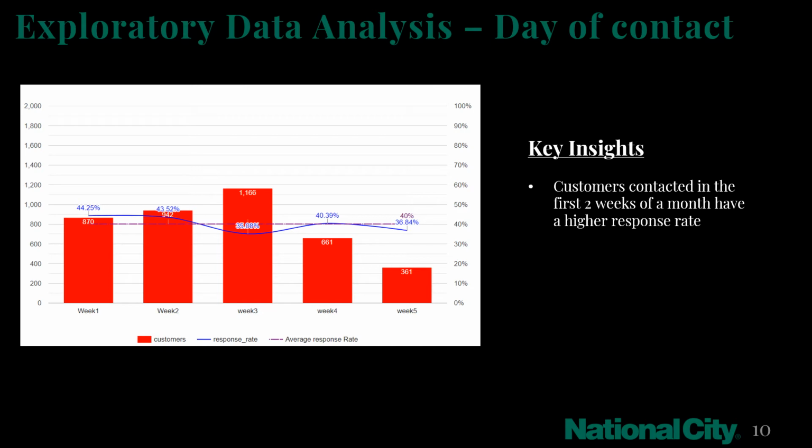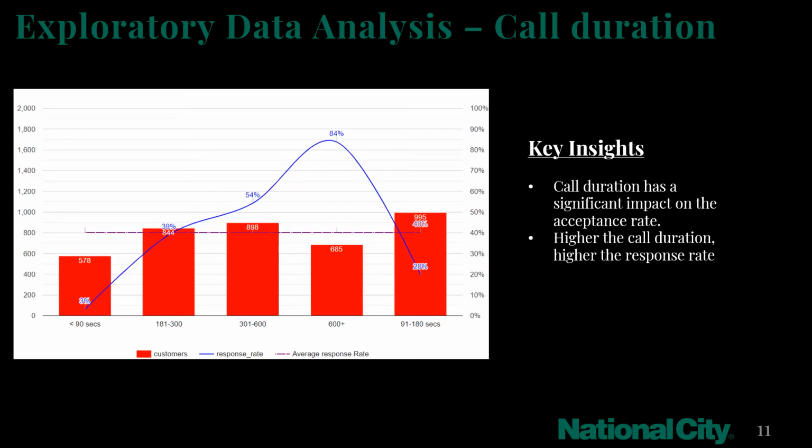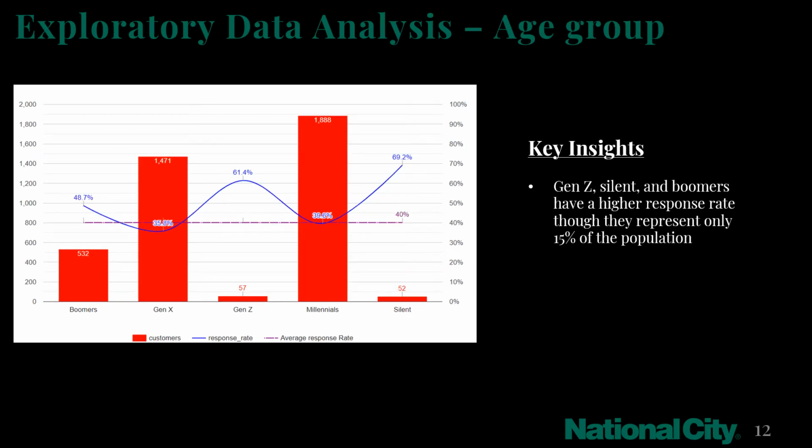Again, here customers contacted in the first two weeks of a month have a higher response rate compared to the rest of the weeks in a month. And here again, you see that the call duration is highly correlated with the response rate. The higher the call duration, the higher the response rate is. And then here you'll see that Gen Zs, boomers, and the silent generation have a higher response rate, even though they represent only 15% of the overall population.